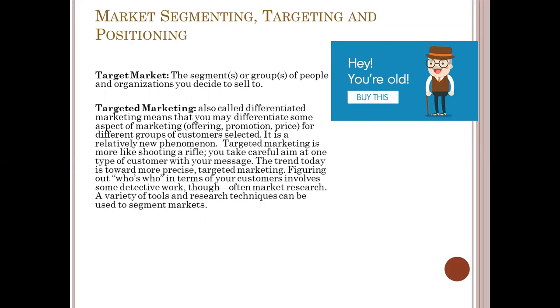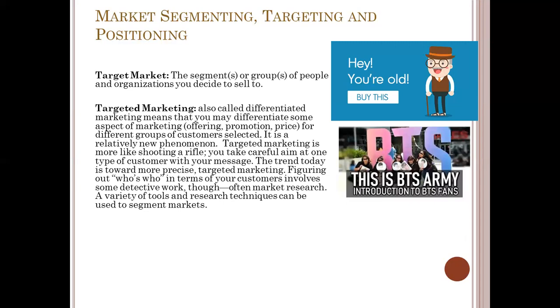Target marketing or targeted marketing is also called differentiated marketing, meaning that you may differentiate some aspect of marketing, whether it be the offering, promotion, or price, for different groups of customers selected. It is a relatively new phenomenon, and targeted marketing is more like shooting a rifle. You take careful aim at one type of customer with your message. Usually, the trend today is toward more precise targeted marketing. Figuring out who's who in terms of your customers involves some detective work, through market research, that's what we call it, and a variety of tools and research techniques can be used to segment markets.